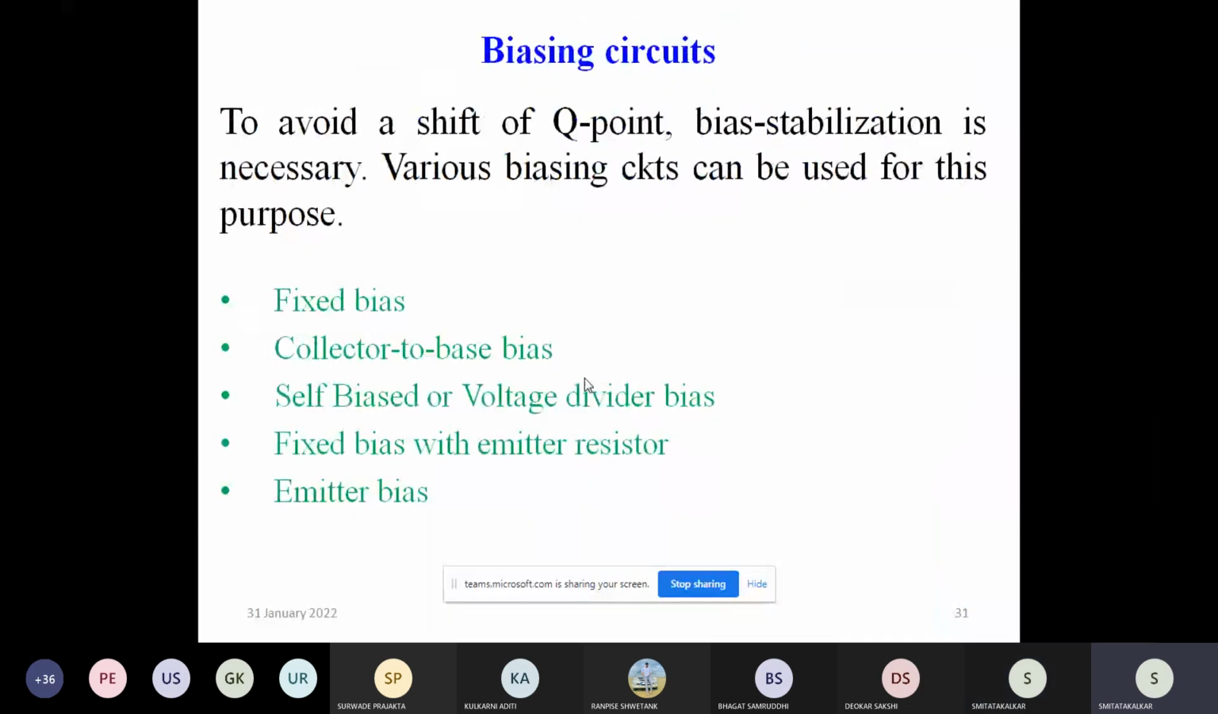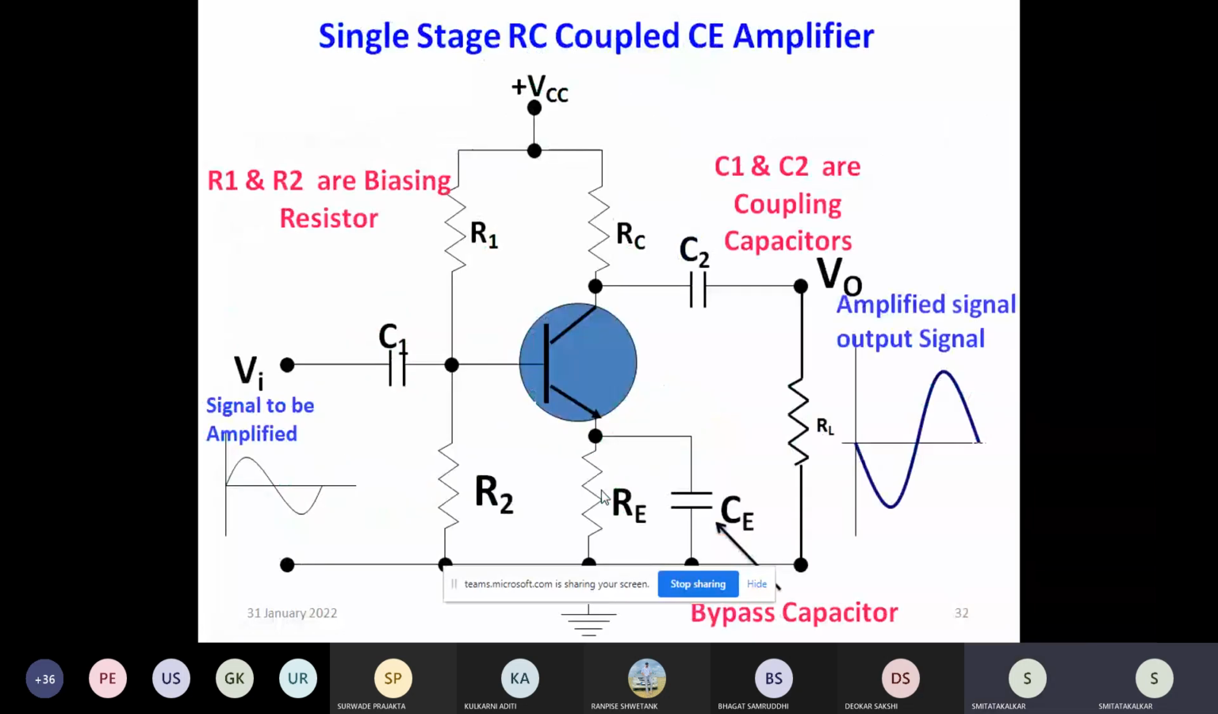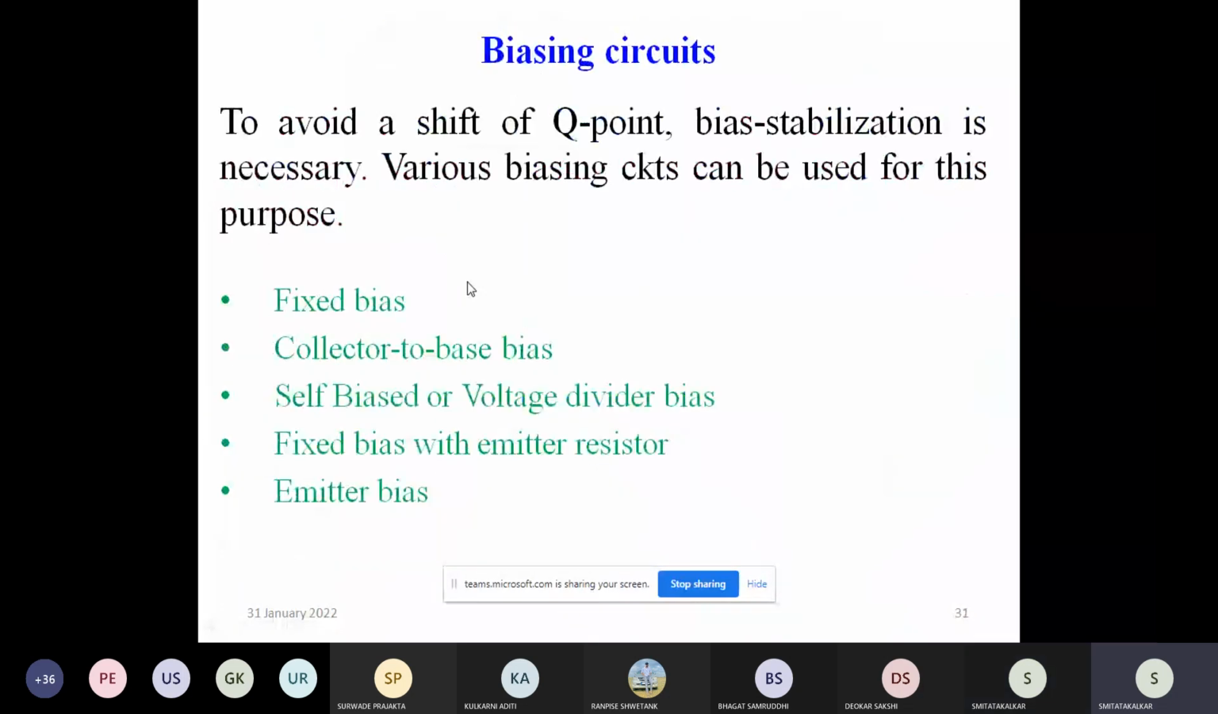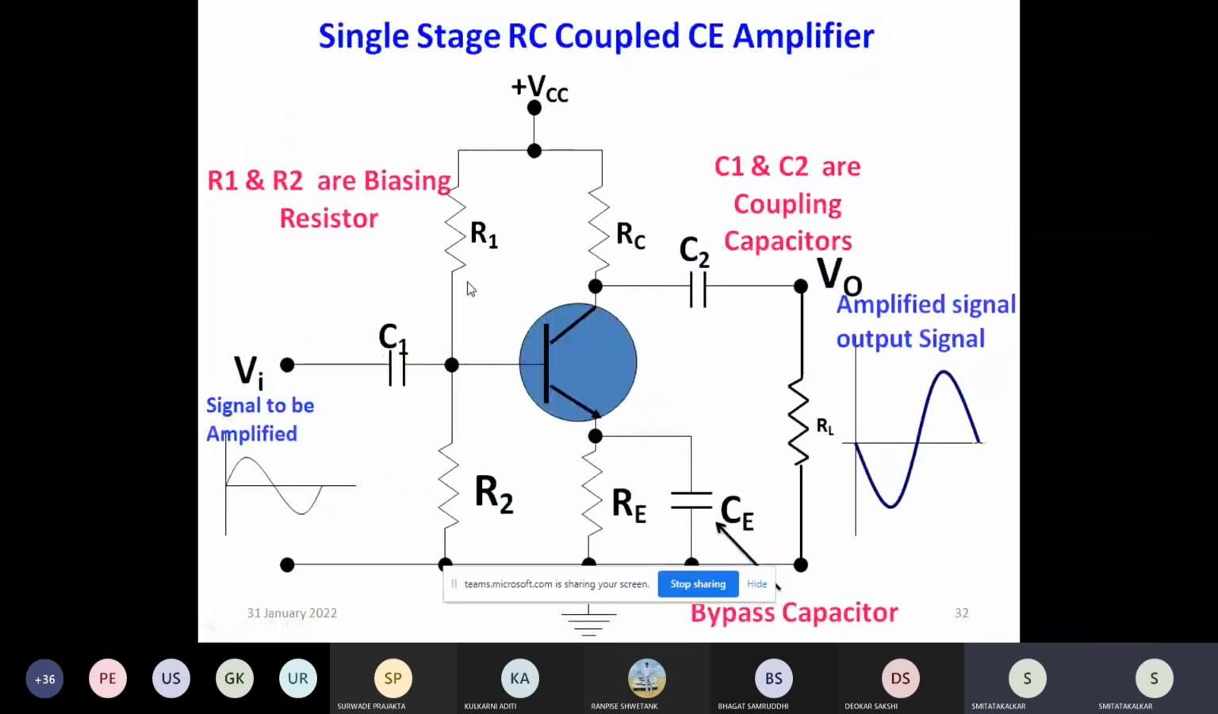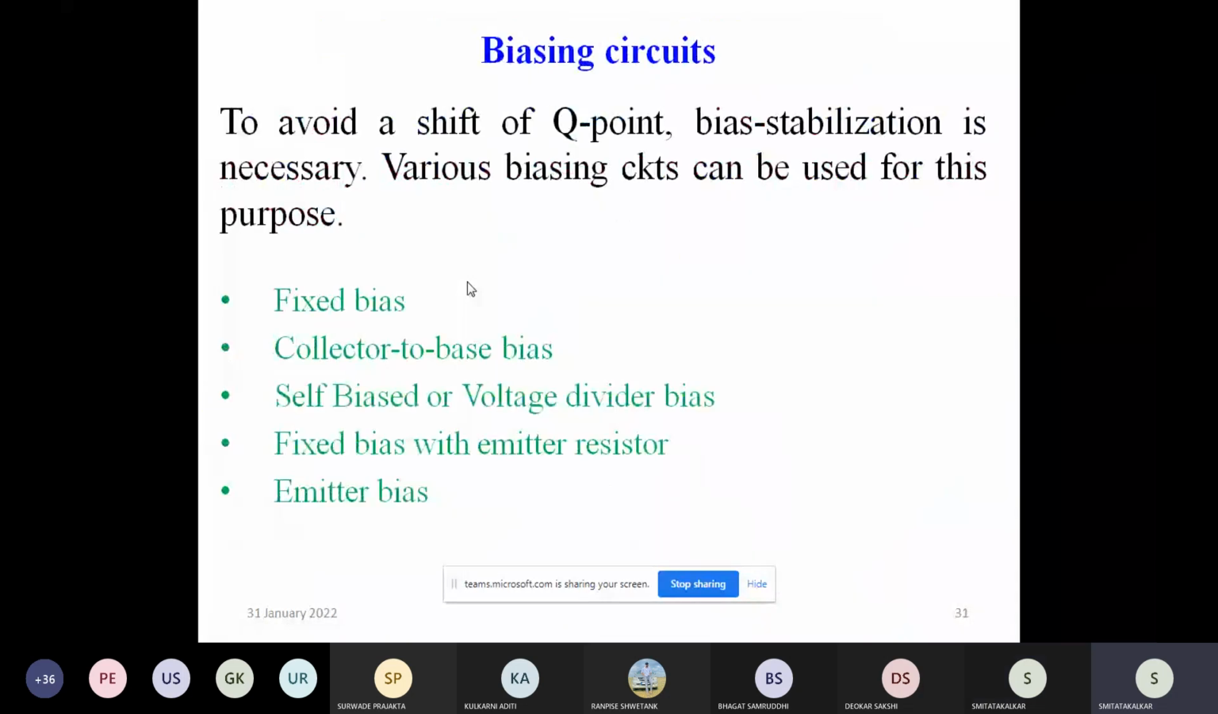And here are some biasing types like fixed bias, collector bias, self bias, emitter resistor, biasing resistor. These are only the types in your syllabus, not in detail. Then this one you can explain in the next lecture. Single stage RC coupled. We will continue to the next lecture. Then any doubt in biasing of the circuit in the CE amplifier?